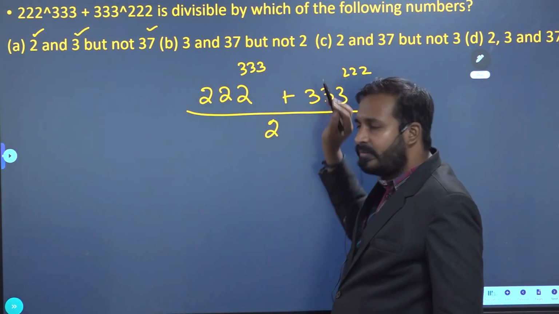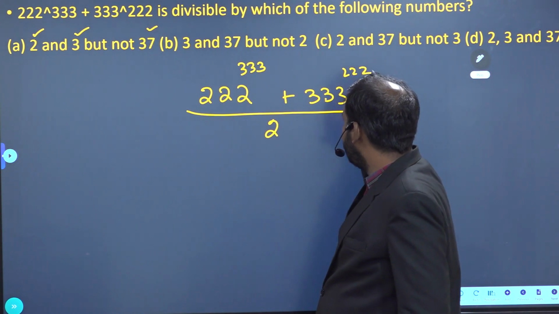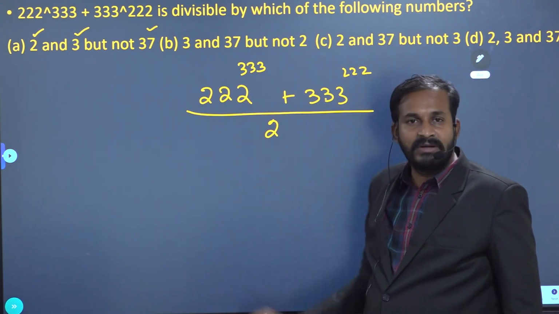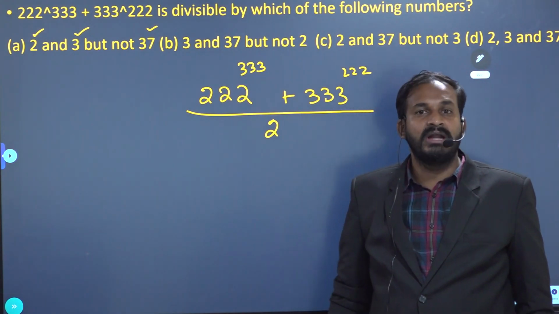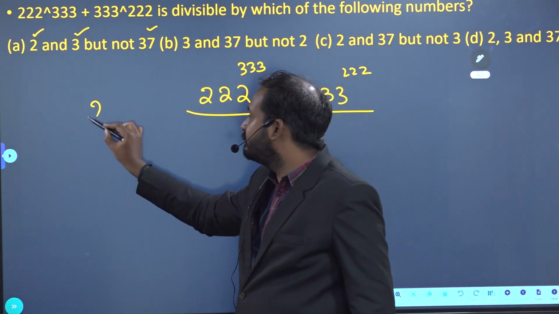Will not be divisible by 2 at all. Why? Because this is an even number, this is an odd number. If you calculate this, you will get an odd number. Even number plus odd number, what does it become? Odd number. Is an odd number divisible by 2? No. That means this number is not at all divisible by 2.